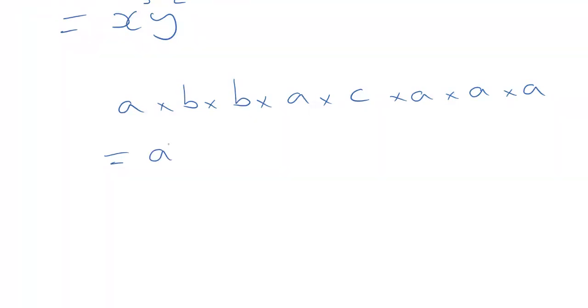So how about now we consider A times B times B times A times C times A times A times A. Well, let's count up how many A's we've got. I can see 5 there. So we've got A to the power of 5. I can see 2 B's. So we've got B squared. And I can see a C. And I'll just write a C at the end there. I could write C to the 1, but it's better to write the C as it is. So that will simplify to A to the power of 5, B squared, C.